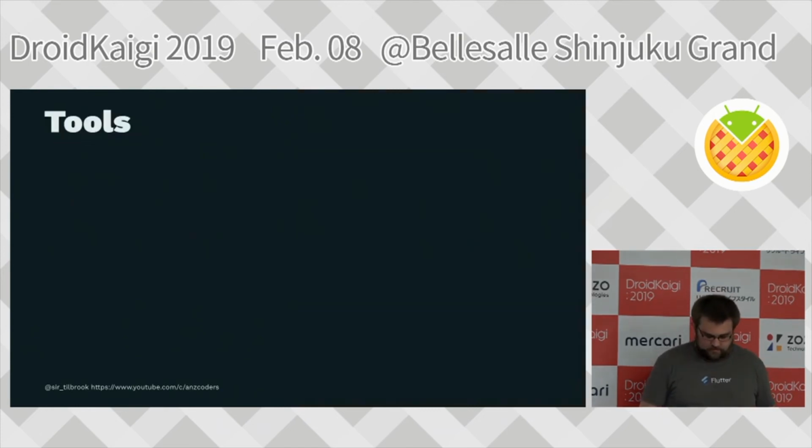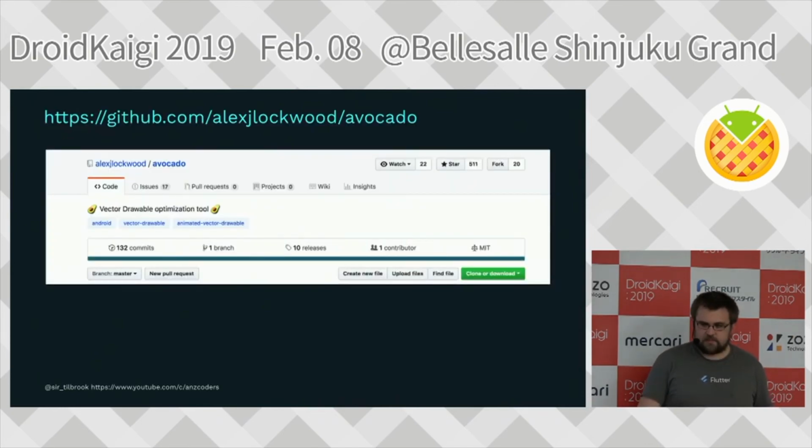Now, let's look at some of the tools we can use. Avocado is a good tool if you don't want to optimize in the SVG, or you've already got vector graphics that you want to improve in some way. If you just run Avocado over the directory, it will go through every individual vector drawable and optimize it.